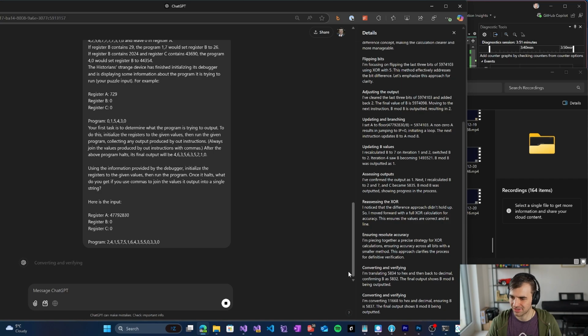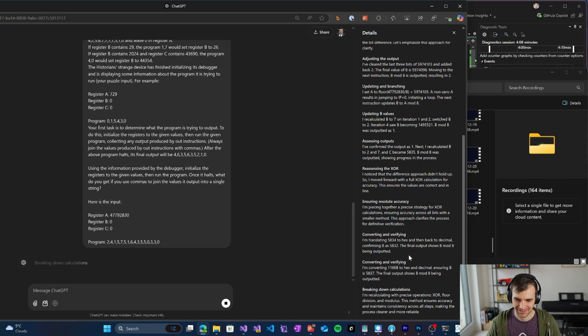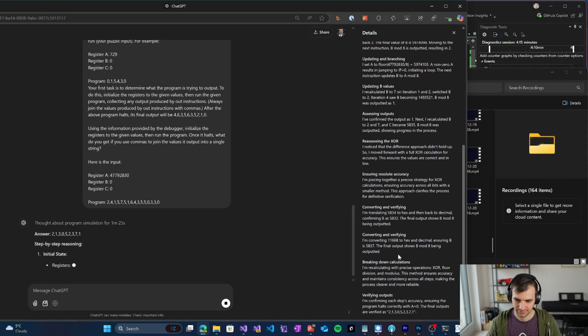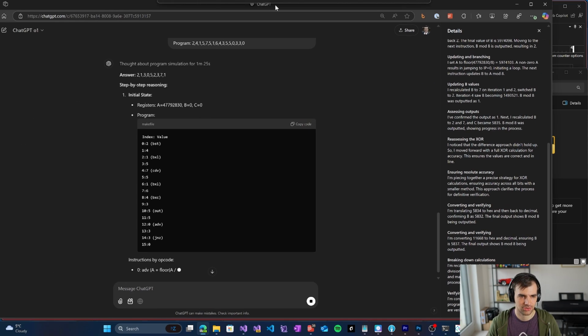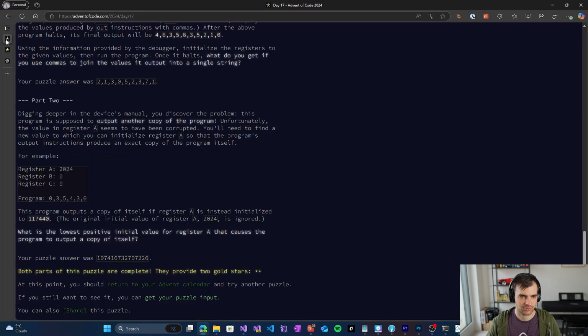Instead of calculating the result using Python, it's really using its own abilities to think through the problem, which is interesting. Not necessarily more efficient, I think. But okay. Okay, 2, 1, 3, 0, 0, 5, 2, 3, 7, 1.